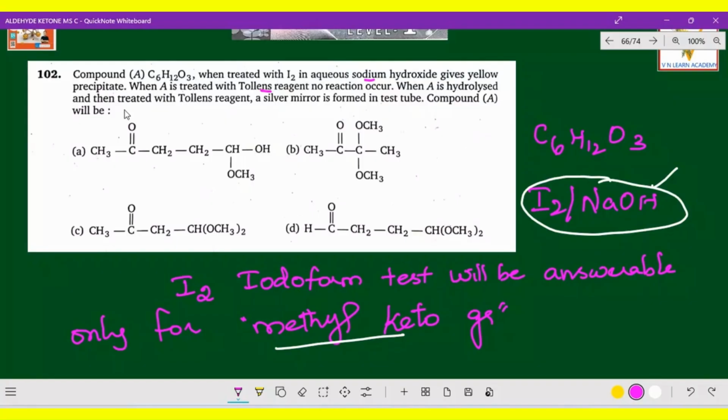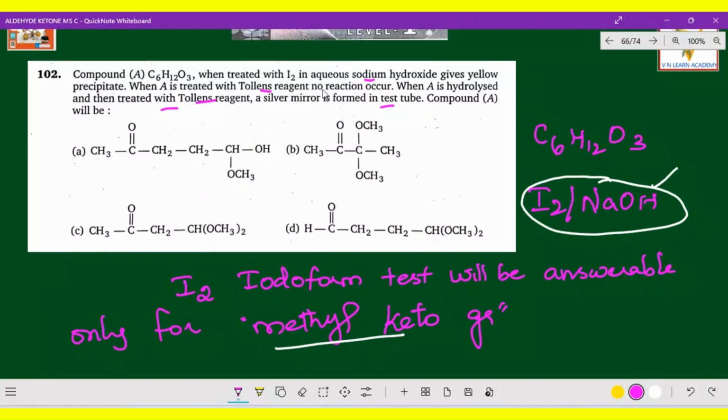When A is hydrolyzed and treated with Tollens reagent, now you see, when compound A is hydrolyzed and treated with Tollens reagent, silver mirror is formed in the test tube. So when it is hydrolyzed and then treated with Tollens reagent, you are getting that silver mirror test. Now in that compound, which is the correct option?